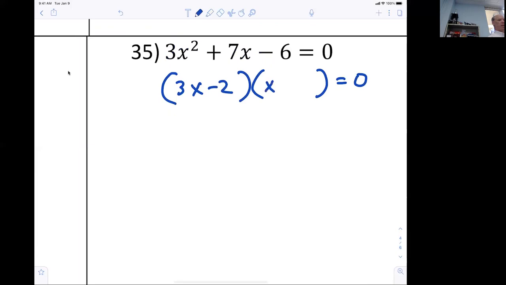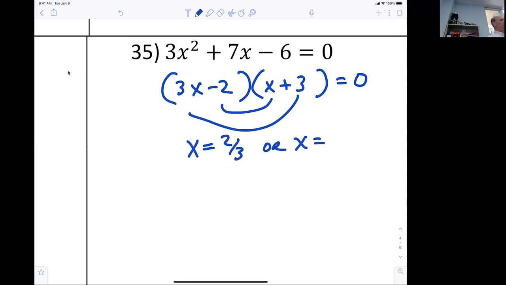3x minus 2 and x plus 3. -2 plus 9 is 7. Brilliant. See how easy it is? Seriously, it's really easy. All right. X equals what? 2/3. Equals what? -3. All right. Now again, as I've been saying, I can't help you if you don't speak up here.